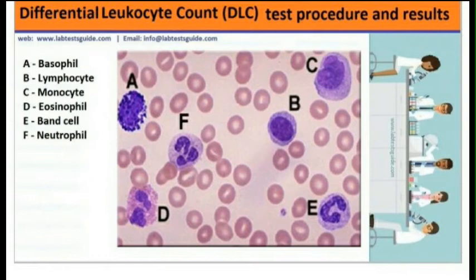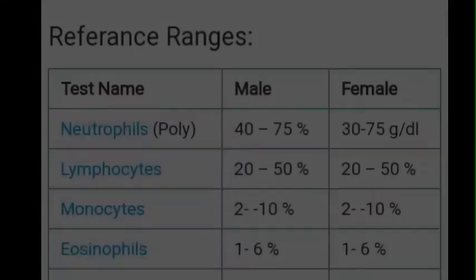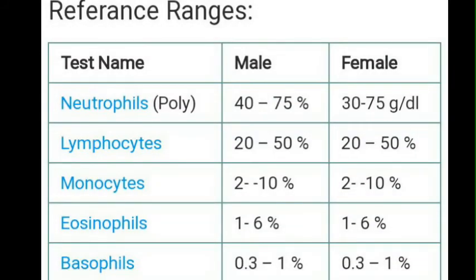And what is the normal reference range in male and female? Here is a chart which I have shown you. Neutrophils, the polymorphs, in male 40 to 75%, in female 30 to 75%; lymphocytes in male 20 to 50%, in female 20 to 50% also; monocytes 2 to 10% in both; eosinophils 1 to 6% in both; basophils 0.3 to 1% in both, that is male and female also.